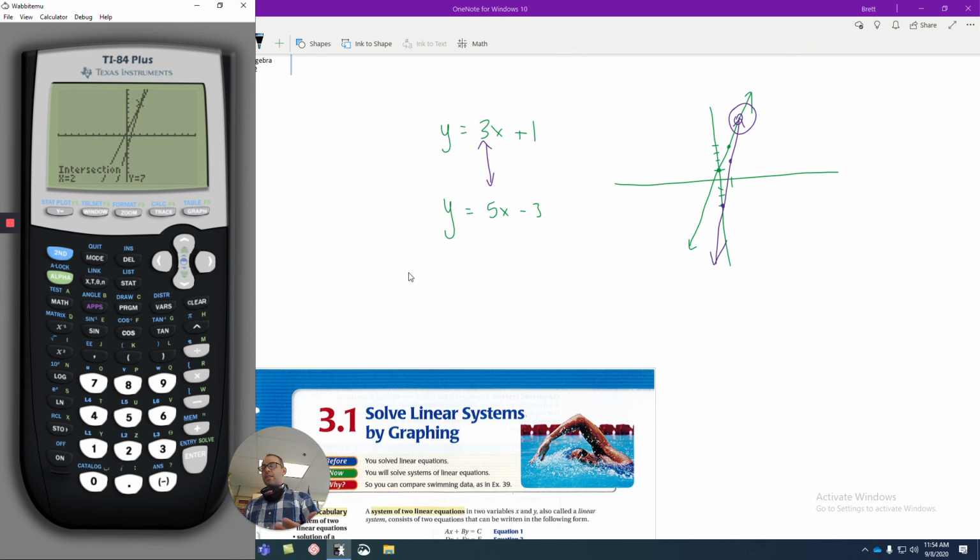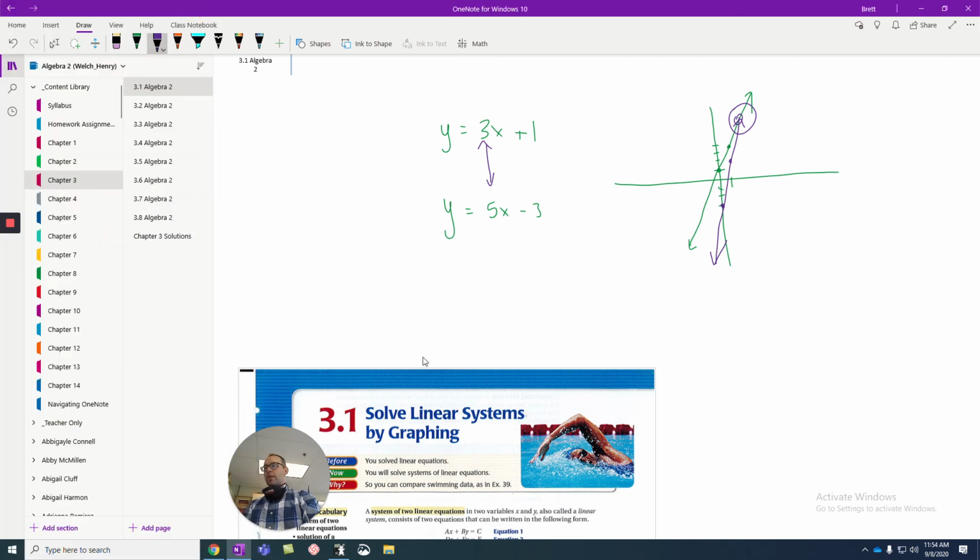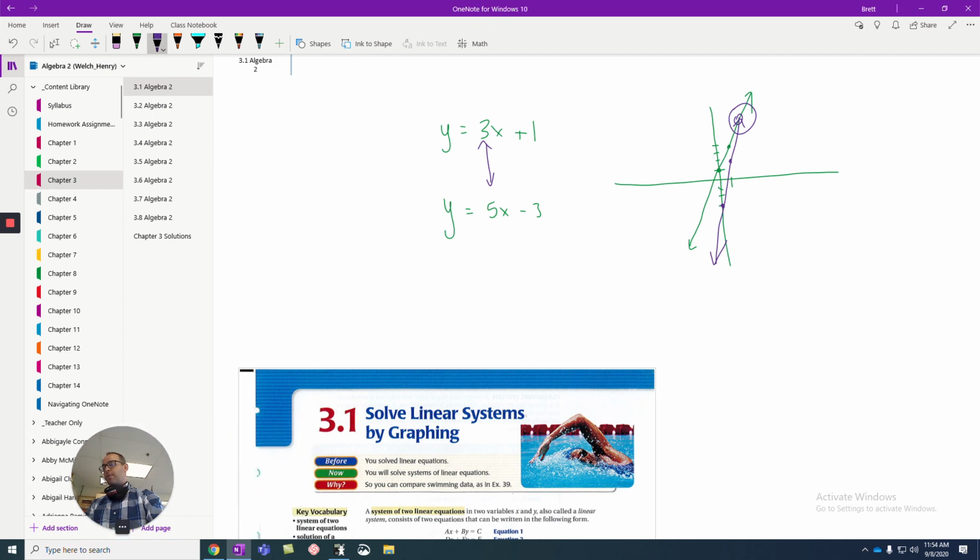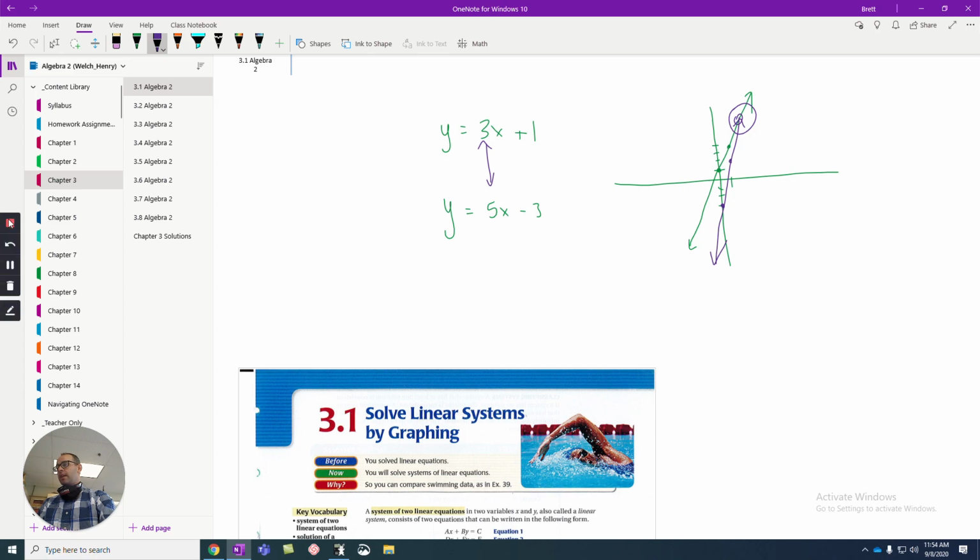If I were to use Desmos, it does the exact same thing. By Desmos, I mean desmos.com. It's a great graphing calculator. It just isn't one that you can use during your tests. So using the graphing calculator from class is definitely helpful during a test. So that's what you're going to be doing today, graphing and finding that solution. Good luck, and hopefully that answers all your questions.